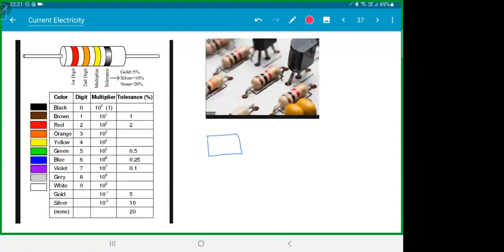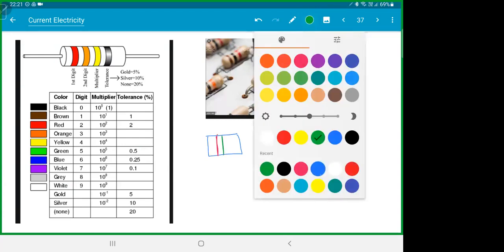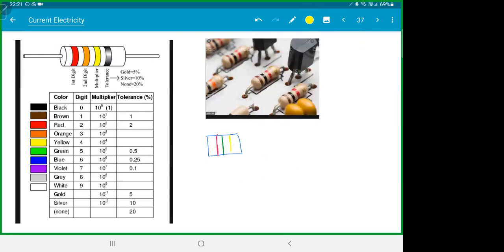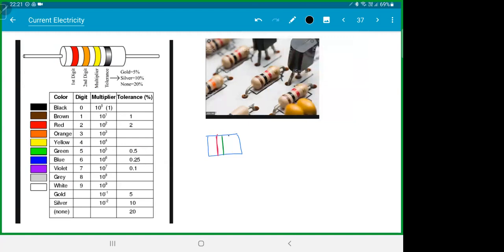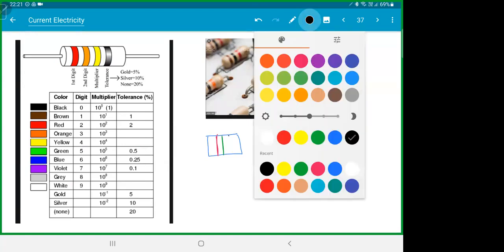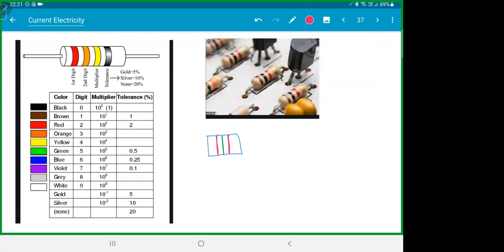But how to do the color coding? Let me show you that. So, for example, if you take this, let's say the first one is a red color, then you have a green color, and then let's say you have a yellow. This is not showing yellow actually. Let's say black. Not black. Let's put red again, big deal. Then again put red. And the last thing is let's say gold.